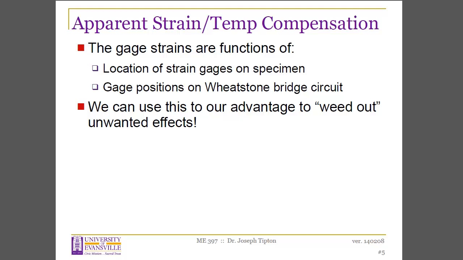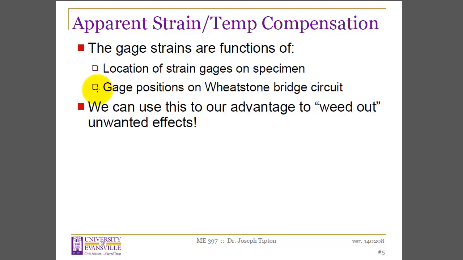Okay, so now we know how the 4 arms of the Wheatstone bridge using 4 strain gauges are going to interact to affect the voltage output. So where do we place those 4 strain gauges? Well, it depends on what we want to achieve. The strains that the gauges actually experience or see are functions of 2 things. One would be the location of the strain gauges on the specimen. We could place them in different places and in different orientations.